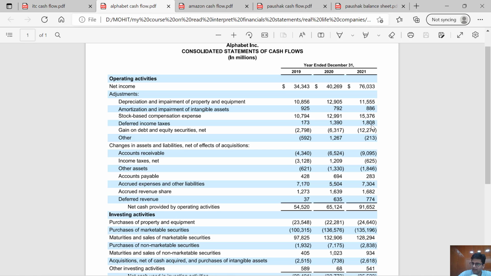Deferred income taxes, like I told you, are basically a journal entry. So they are supposed to be added back. Then we basically deduct the gain on debt and equity securities. Why this? Because it is not an operating item. It is an investing item or a financing item, depending upon what kind of gain it was. Others, this is miscellaneous expense, which has basically been reduced from the cash flows.